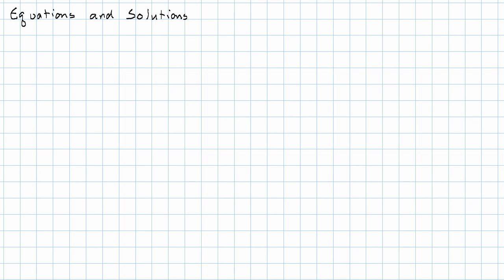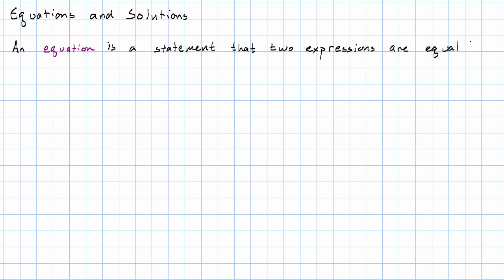Recall that we've met equations before. An equation is simply a statement that two expressions are equal. An equation may be true or it may be false. In an algebraic equation, at least one of the expressions involved is an algebraic expression. That is, it includes at least one variable.